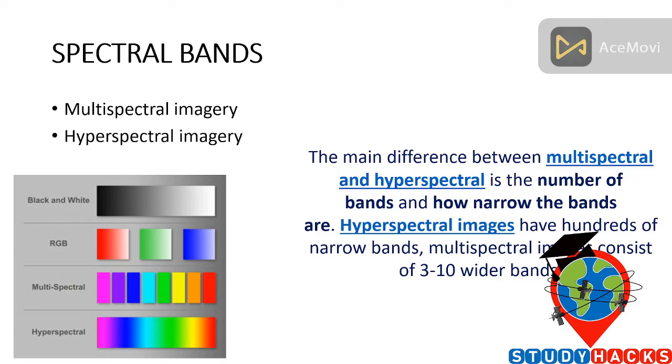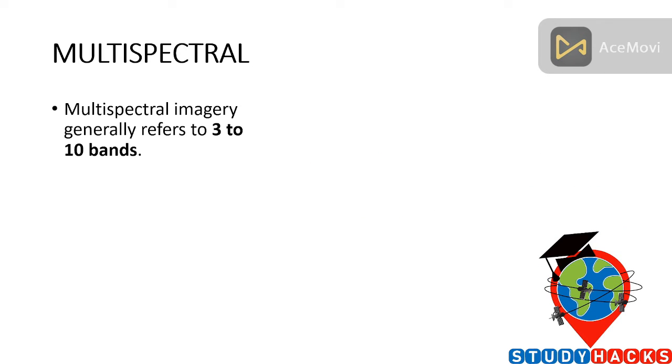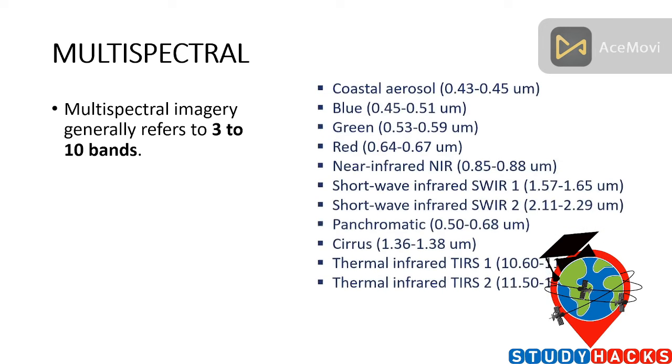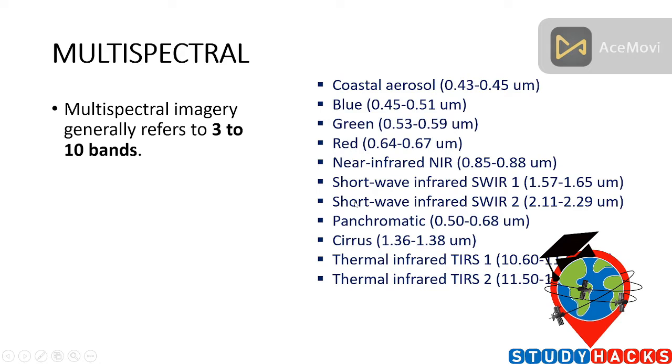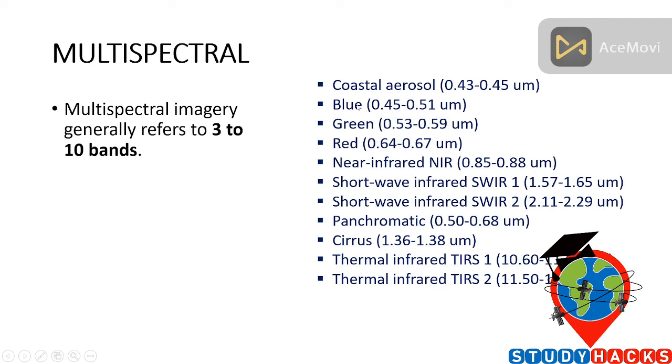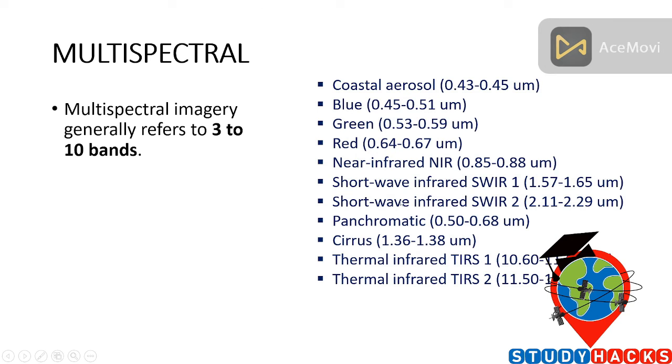Here you can see multispectral imagery generally refers to 3 to 10 bands, mainly these bands for the Landsat imagery. We can get this type of band, such as coastal aerosol, blue, green, red, near infrared, short wave infrared, panchromatic, cirrus, thermal infrared 2. So basically this type of band we can get as multispectral for Landsat imagery.